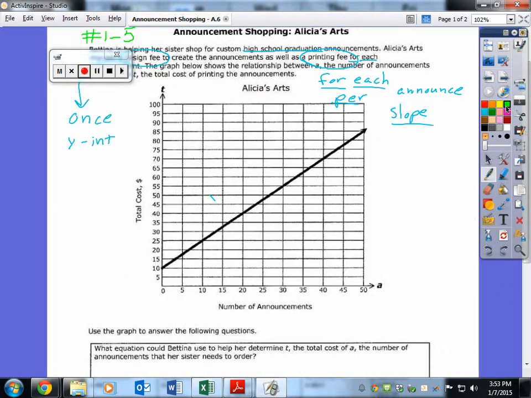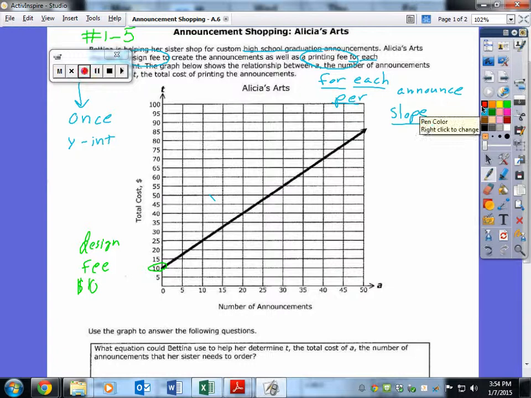Just looking at the graph, there's my y-intercept. That's what we start paying. So the design fee is going to be $10. Alright, so knowing that, I can now look at the slope.